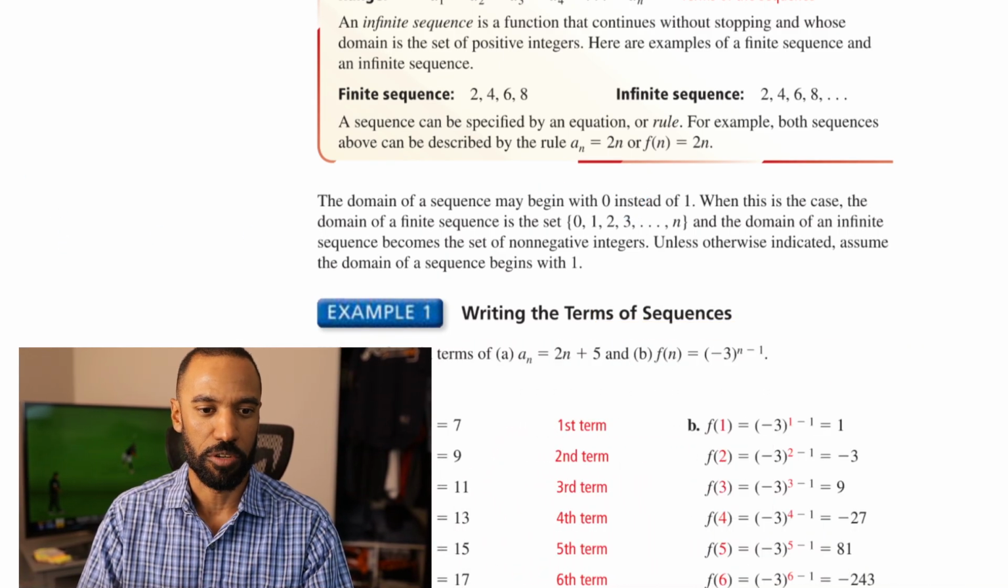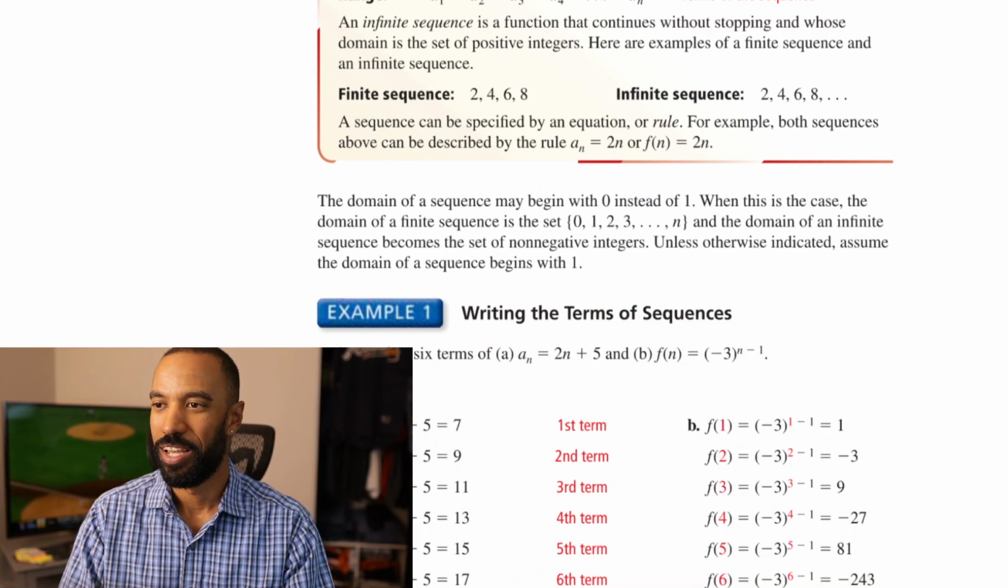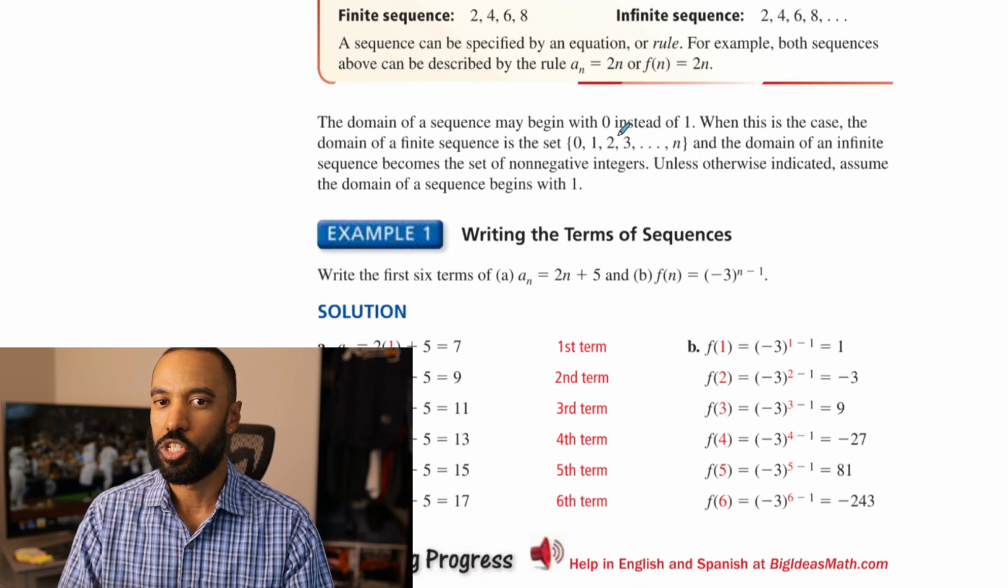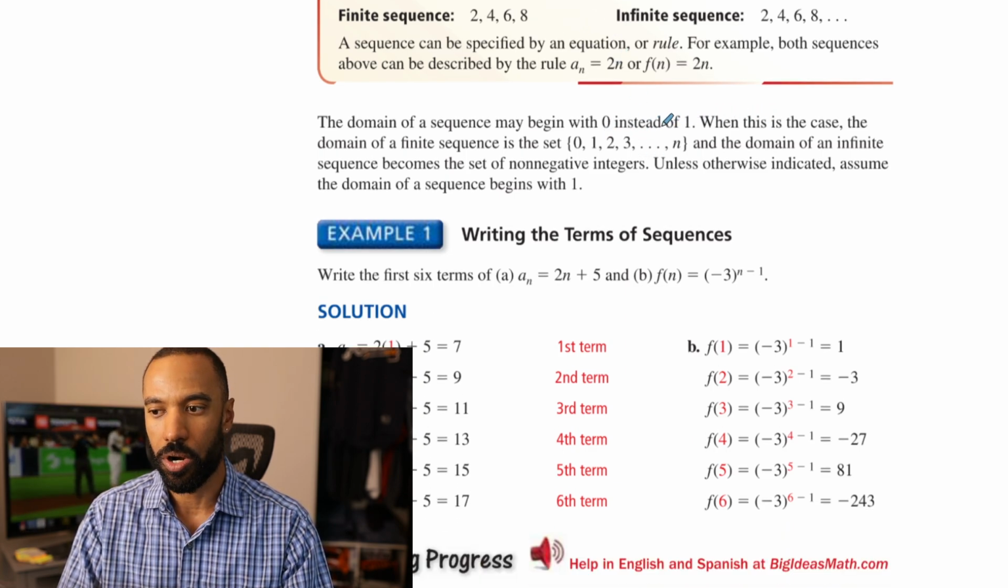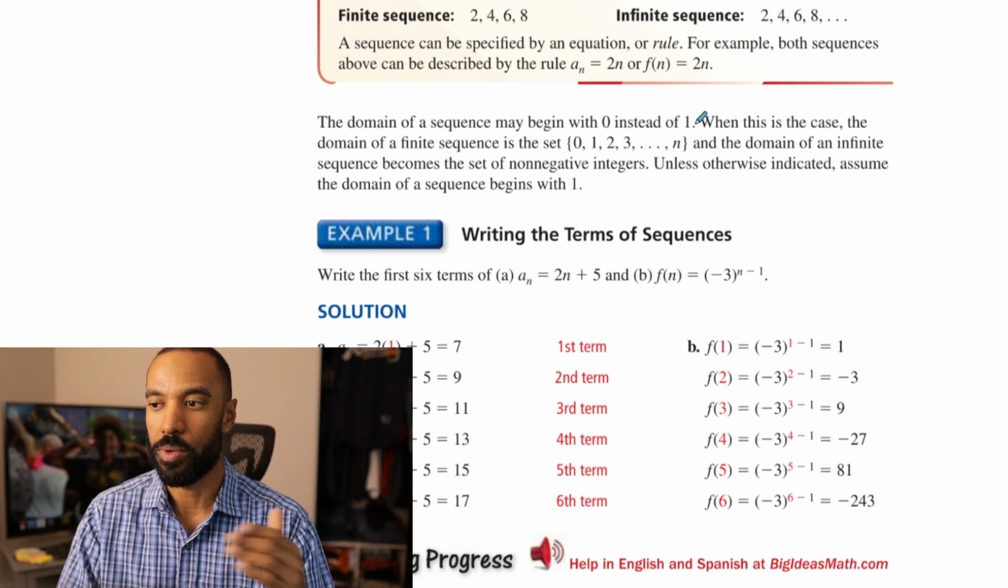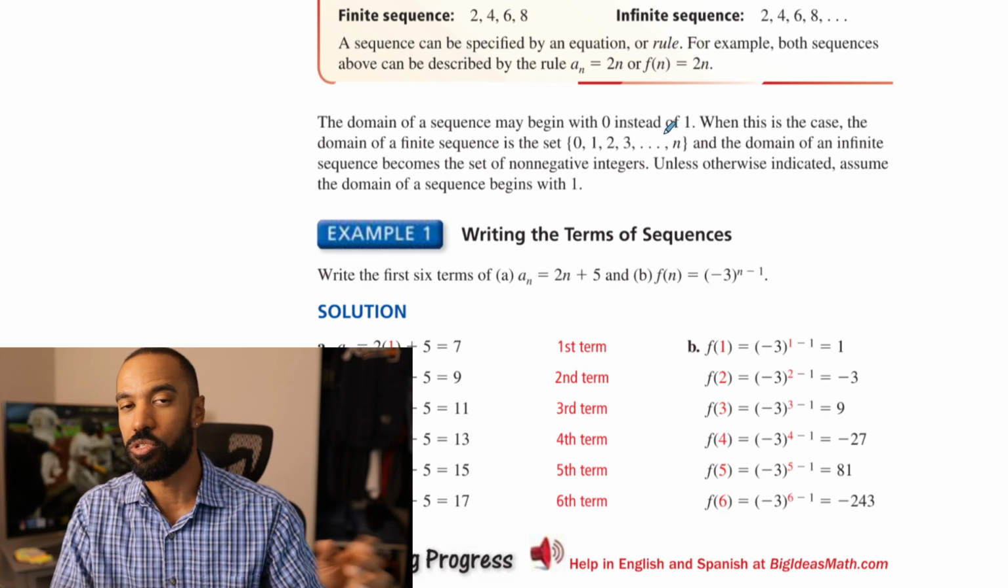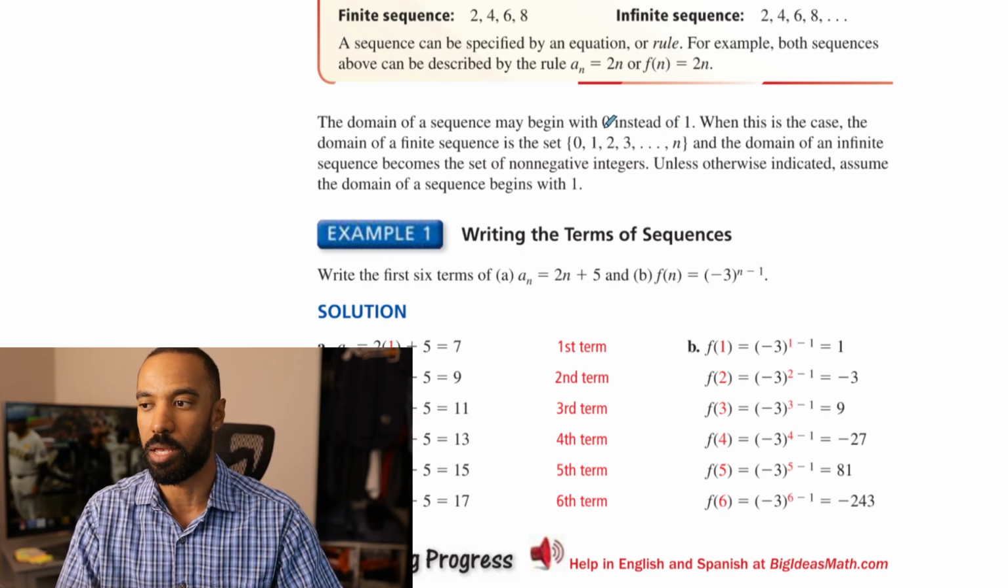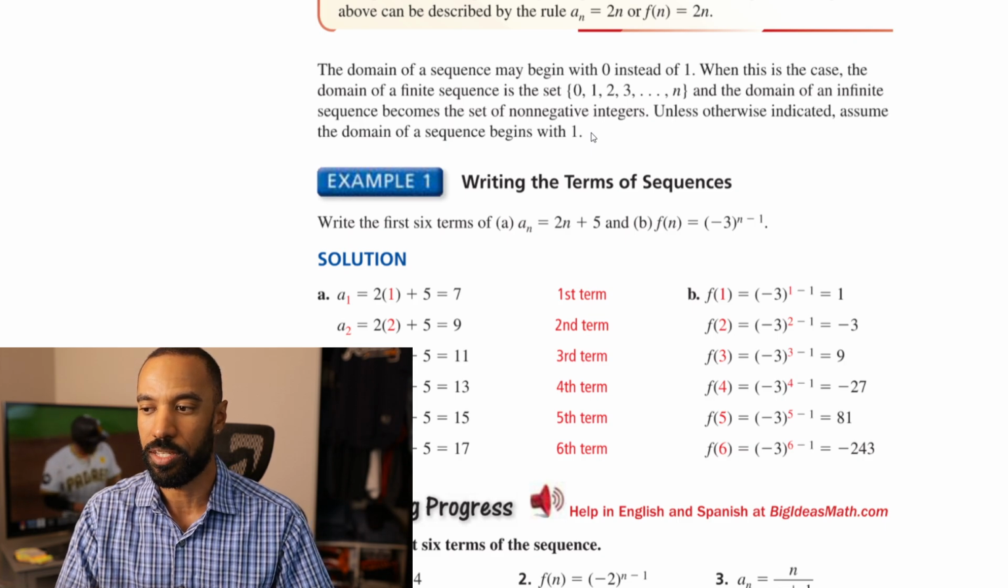You know, maybe I should move myself over here. It looks like there's less for me to have covered. The domain can begin with 0 instead of 1. Sorry, I'm reading these off the bat as we see them. But you can start with 0 instead of 1. That doesn't mean you start with the 0th term. That means you start by substituting 0 in that instance.